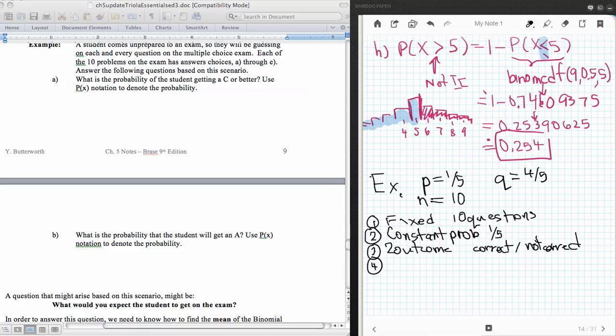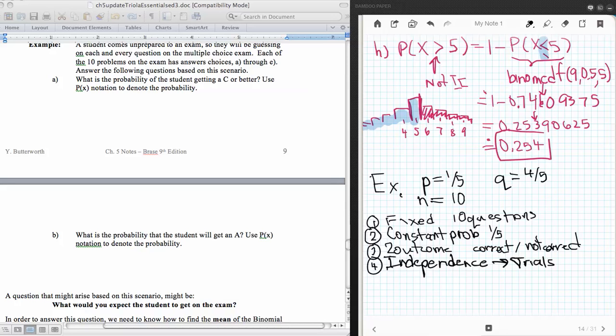And then 4 is that every time that you take this test, it's going to have the same outcomes as the time before, because obviously you're guessing. And nobody's affecting each other's outcomes. So the independence gets a little bit complicated. As long as you come up with something about the trials being independent, then I'm okay with it.